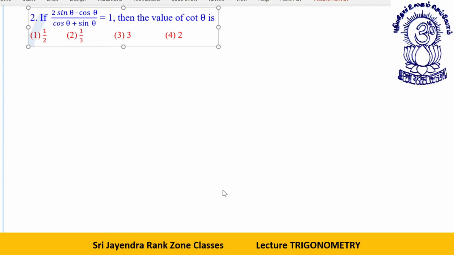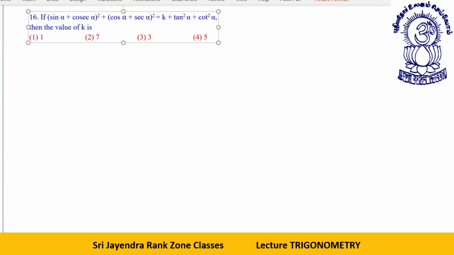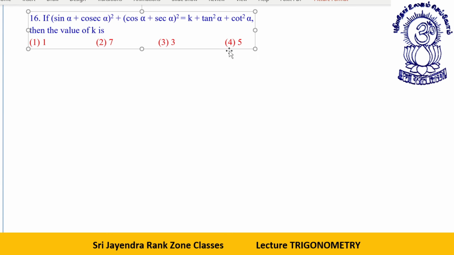The next one is, this is the next one. And how will we proceed about this? See, we have sine, cosec, sec, tan, everything. Best method is put alpha is equal to 45 degree. The moment you put alpha is equal to 45 degree, what do you get, dear students? Let me write the question, no problem.